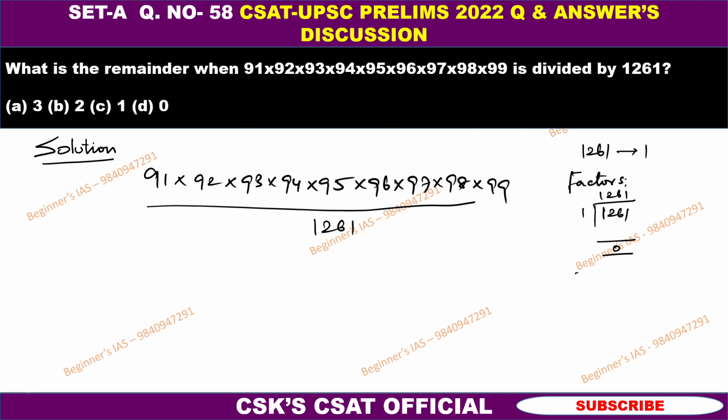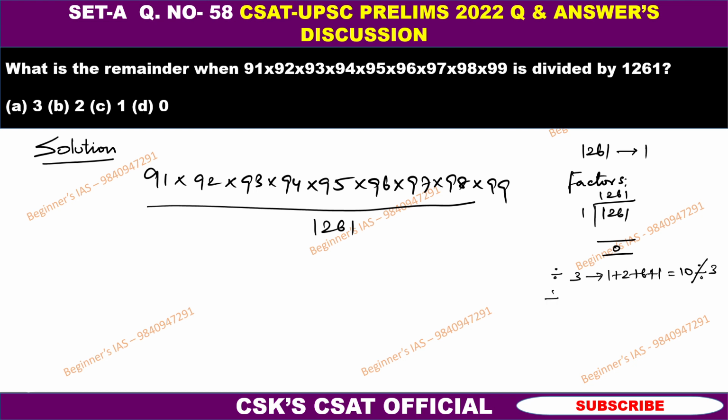Then let us check with 3. If you know the divisibility concepts, then it is very simple. Divisibility by 3: if the sum of the digits is divisible by 3, then 1261 is also divisible by 3. That is the logic behind this. Here 1 plus 2 plus 6 plus 1, that is 10. 10 is not divisible by 3. Therefore 1261 is not divisible by 3.